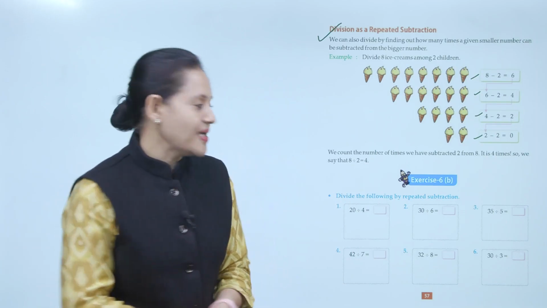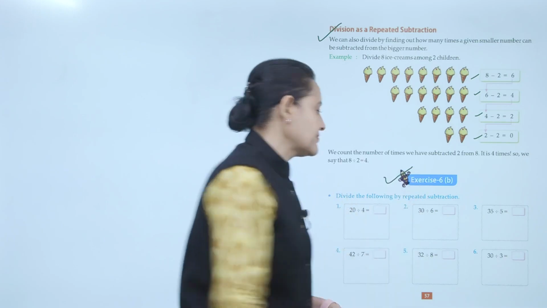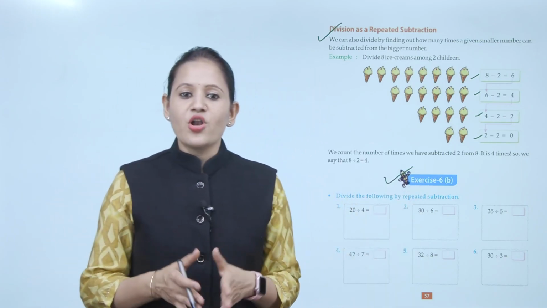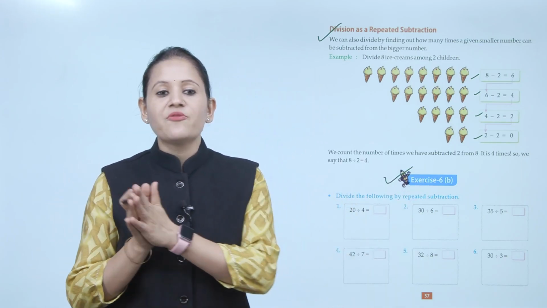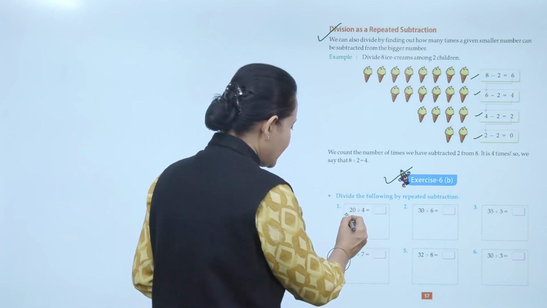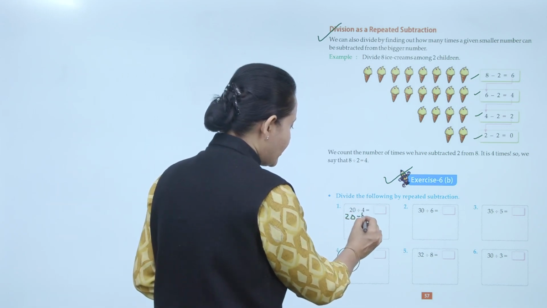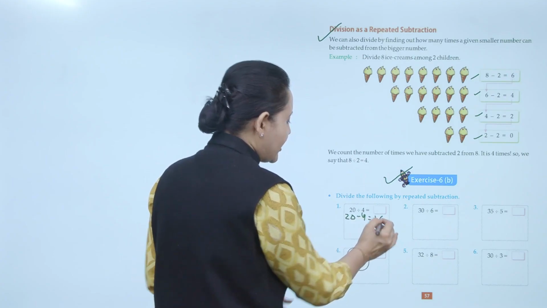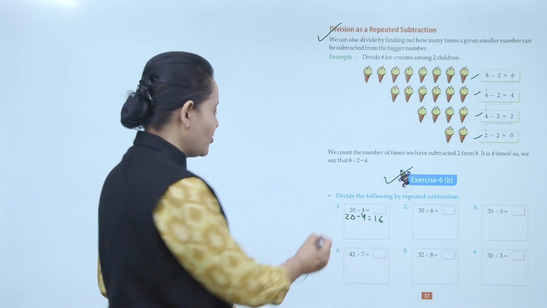Next is exercise 6b. Divide the following by repeated subtraction. 20 divided by 4. So, what will we do? 20 minus 4 equals 16. We will keep subtracting until we get 0.